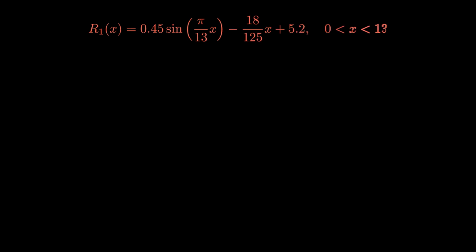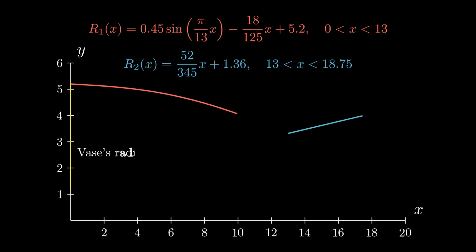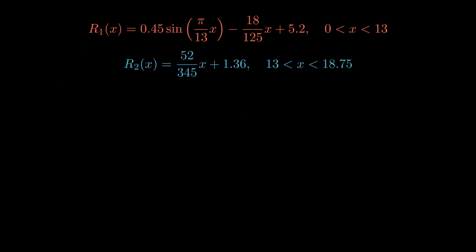Now that we have these equations, what do we do with them? Let's give them some names. I'll call the first one R1 of x, short for radius 1, and the second one R2 of x, for radius 2. Together, these equations describe how the vase's radius varies as x changes value. Remember earlier when I asked, what if those pieces aren't rectangles? For area, we added up thin strips, but for volume, we need to add up something else.